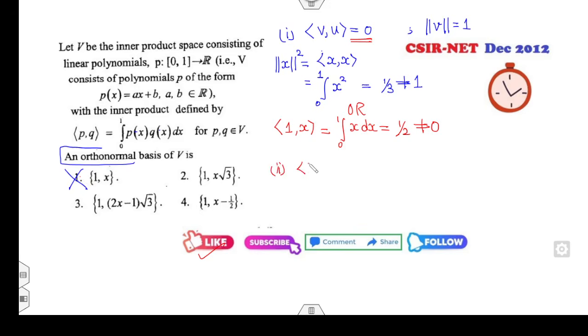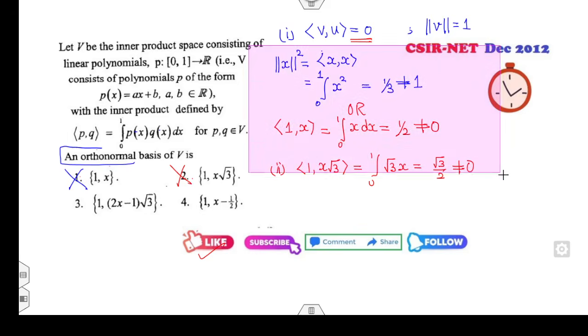Look at the second. If I start from the inner product, it is from 0 to 1, it is √3 into x. The answer is √3/2, which is non-zero. The second option is also cancelled.